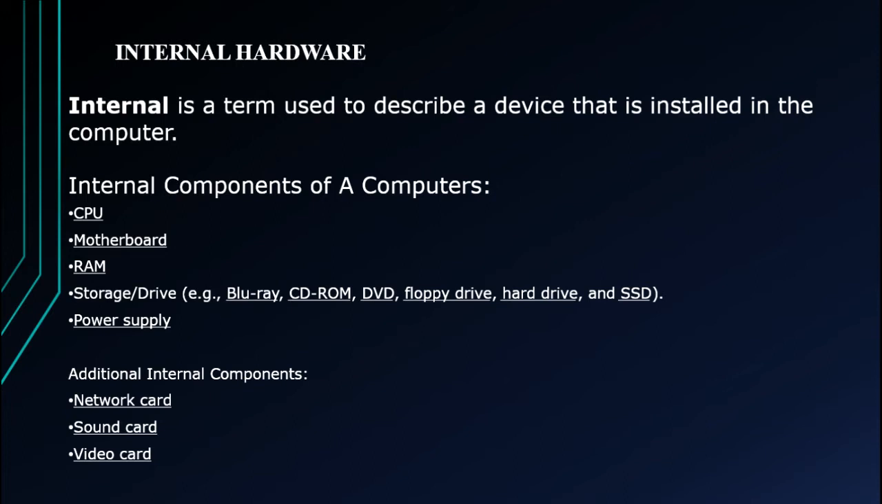Okay, so here are the examples of internal component of computer. We have CPU, which is the brain of our computer, our motherboard, which is the exoskeleton, our RAM, which is our memory, our storage device, which is our stomach or gina store ka mga data, and our power supply. Okay, so here these are the main components or main internal components of our computer.